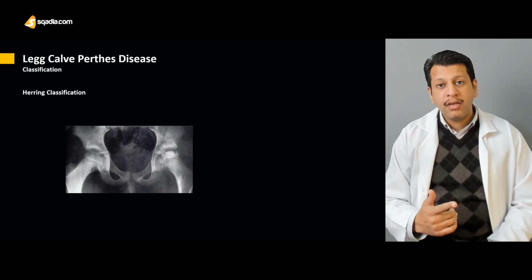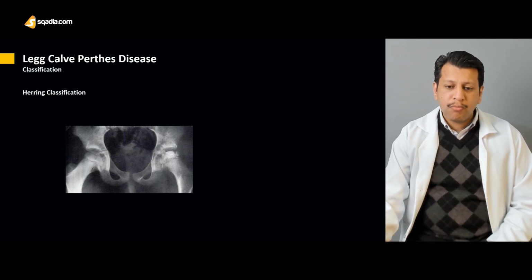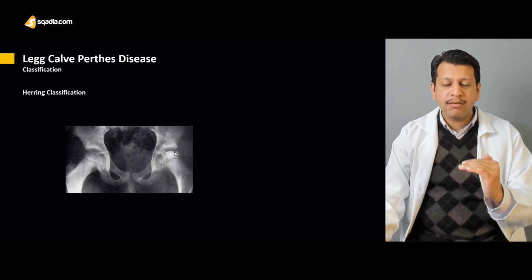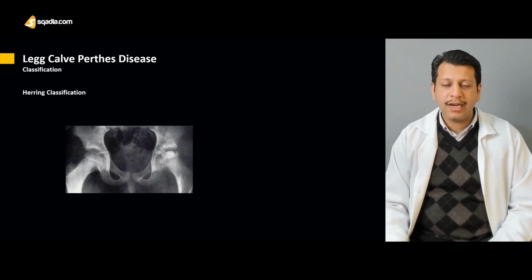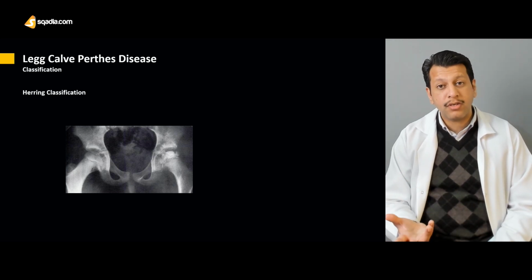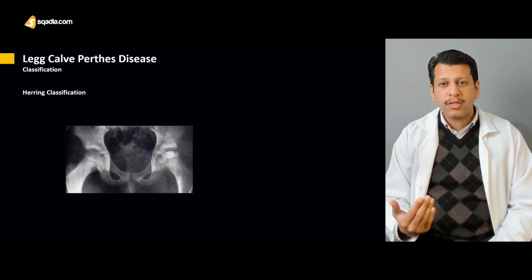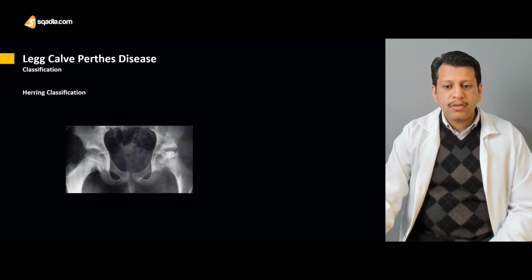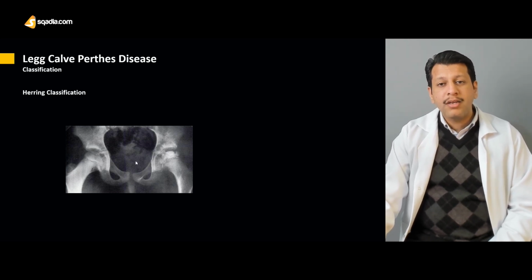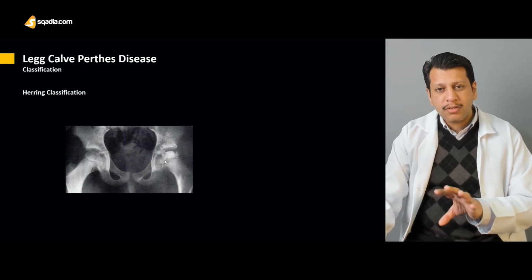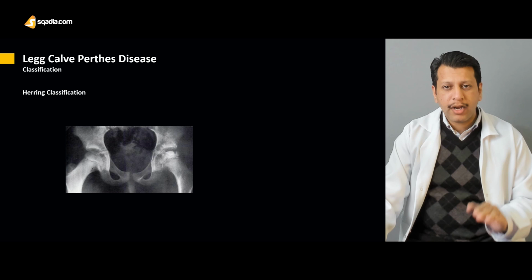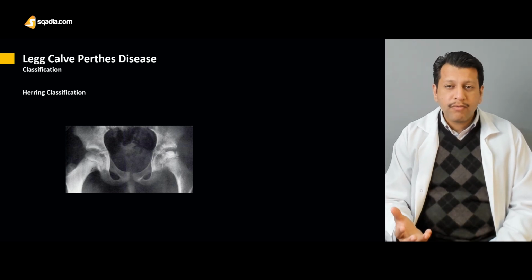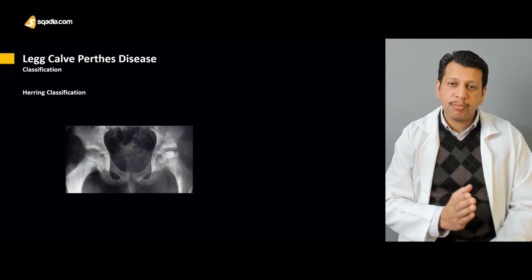It could be type A, type B, type B/C, which is the borderline, or type C, depending on how much loss the lateral pillar has suffered. That is what denotes the Herring classification, which is why it's called the lateral pillar classification. Type A is one in which only a small part has gone down and it has a good prognosis. Type B is one in which almost 50% has gone down compared to the other side. Type B/C is borderline, almost exactly 50% of the head. Type C is one in which more than 50% of the head is gone as compared to the opposite side.